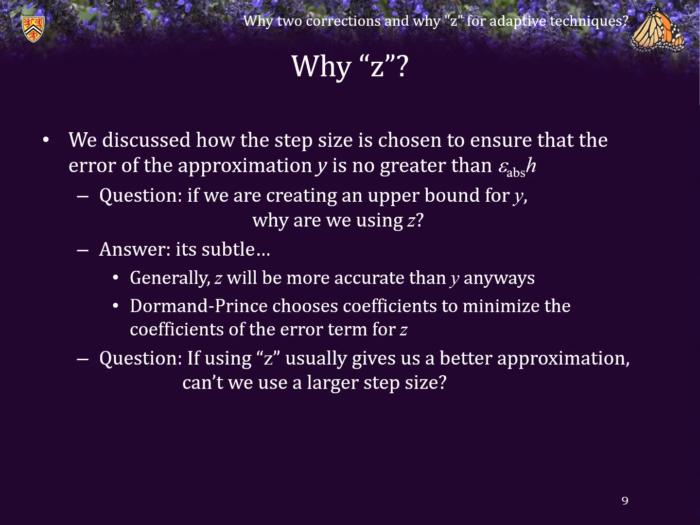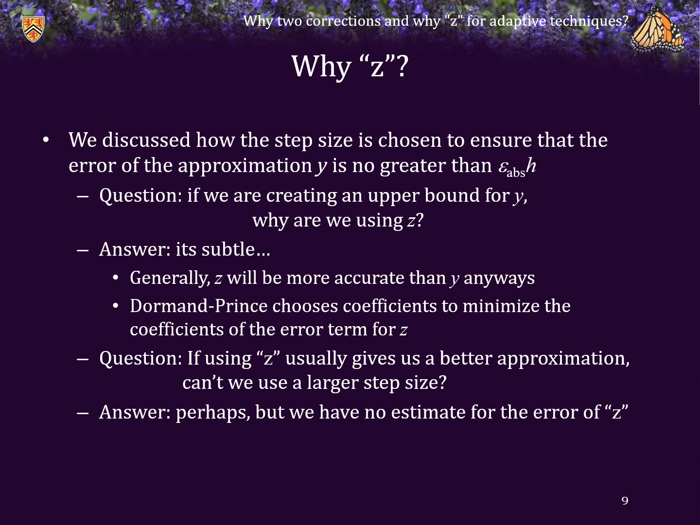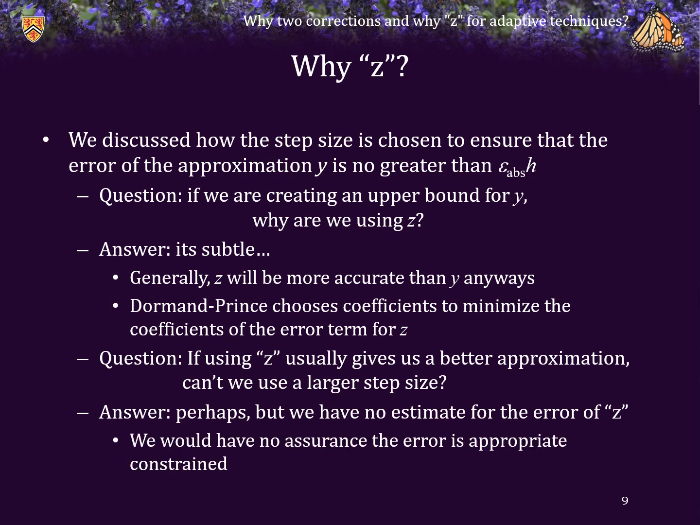Question: if using z usually gives us a better approximation anyway, and in fact it does give a significantly better approximation, why can't we use a larger step size? Answer: well, you could, but you wouldn't have any idea as to how much larger that step size could be. We have no estimate for the error of the more accurate approximation. Consequently, we would have no assurance that the error of our approximation is appropriately constrained.